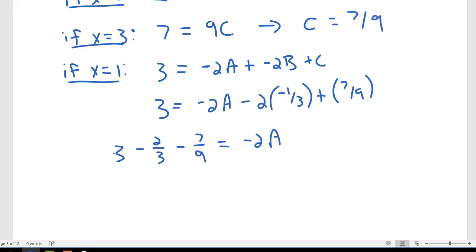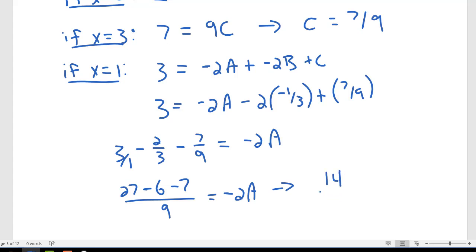And then that's going to equal negative 2a. So let's go ahead and get a common denominator here. The common denominator is 9. So I have to multiply this by 9 over 9, so I get 27. I have to multiply this by 3, so I get 6 in that numerator. And this already has its common denominator. So what do I get here? 27 minus 6 minus 7. That's 27 minus 13, which is 14. So I'm getting 14 over 9 equals negative 2a.